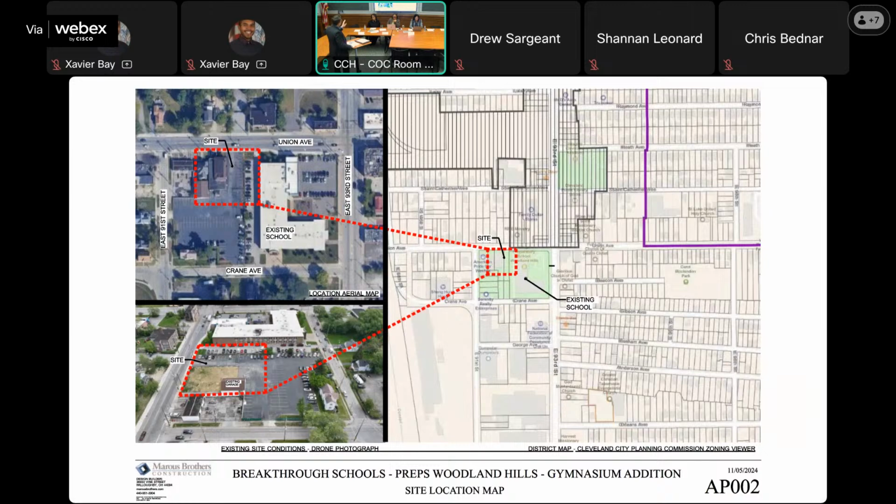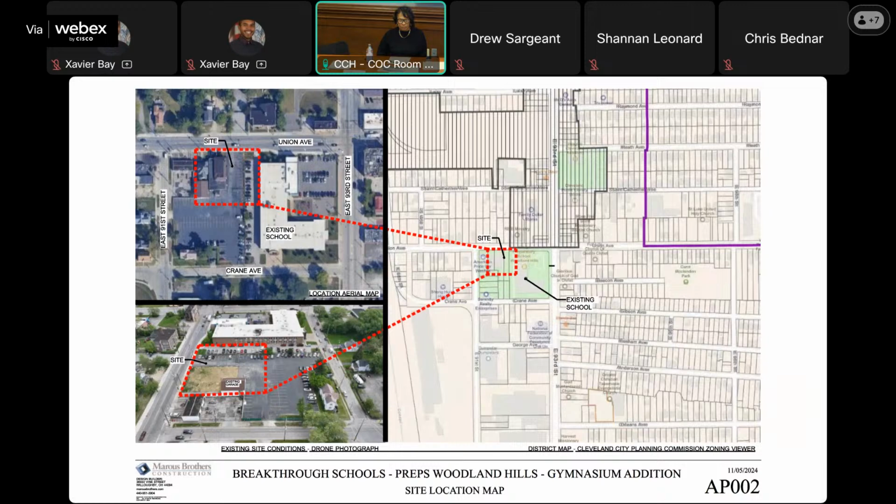You can see there are some existing structures shown. In the upper left, in the Google image, there's a residence and a funeral home, which have since been purchased and demolished by Breakthrough Schools. In the lower left, that's a vacant parcel. There's an existing garage, which is owned and used by Breakthrough Schools and will continue to be owned and used after we build our addition. That red highlighted area is the area of new construction.